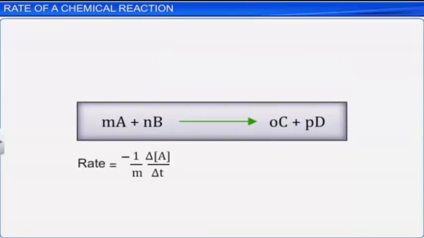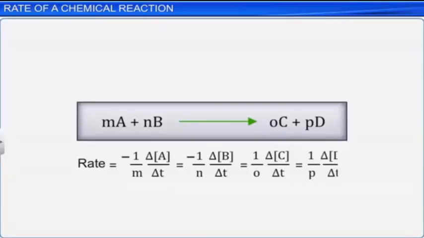-1 by m into delta A by delta T equal to -1 by n into delta B by delta T is equal to 1 by O into delta C by delta T is equal to 1 by P into delta D by delta T. You have learnt about the rate of reaction.